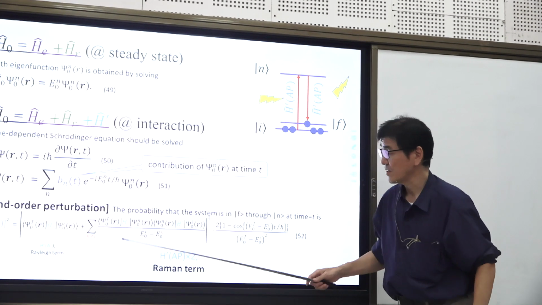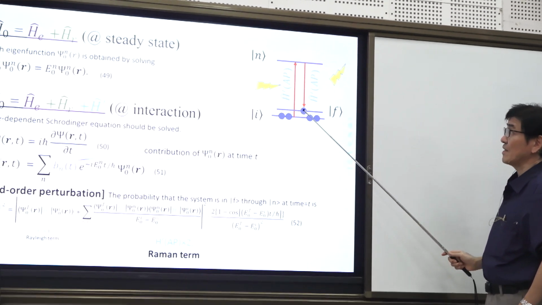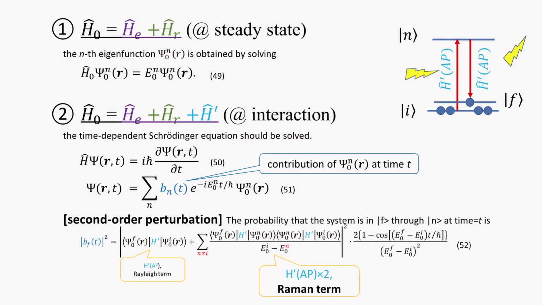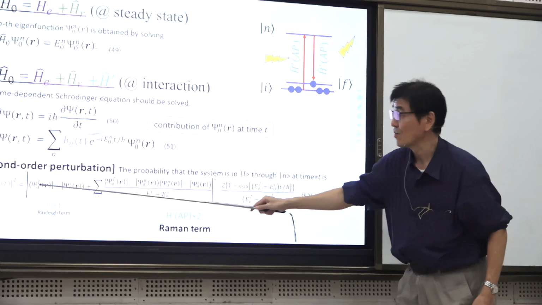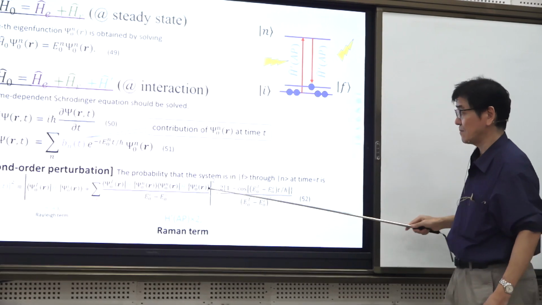And I skip the details, but the Raman process is a second order perturbation. So by considering the second order perturbation, we get the expression of B as a function of time, like this.